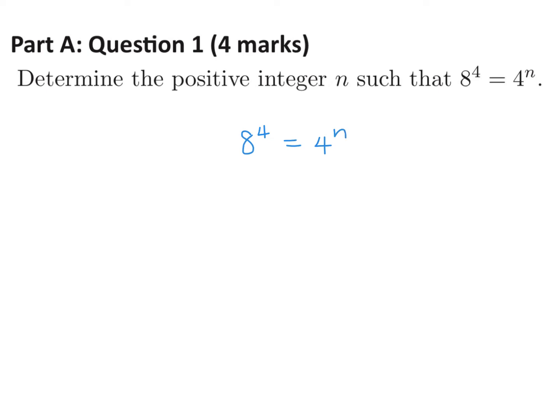Let's put this all in base 2, so this would be 2 to the power of 3, all to the power of 4. This is 2 to the power of 2, to the power of n. So now using exponent laws, this is going to be 2 to the power of 12, and this is 2 to the power of 2n. The bases are the same, so the exponents are the same. So that means that 12 is equal to 2n, and therefore n is equal to 6.